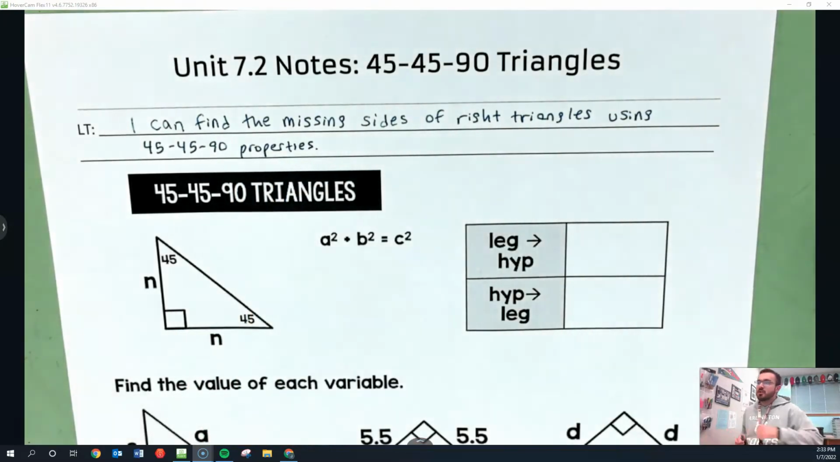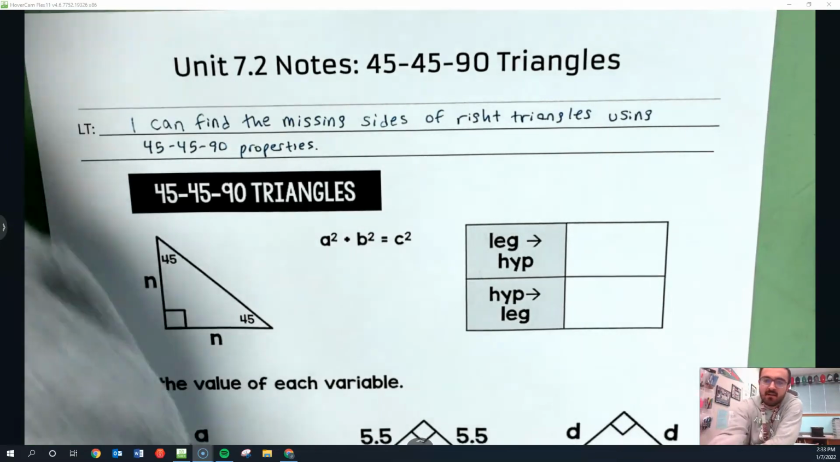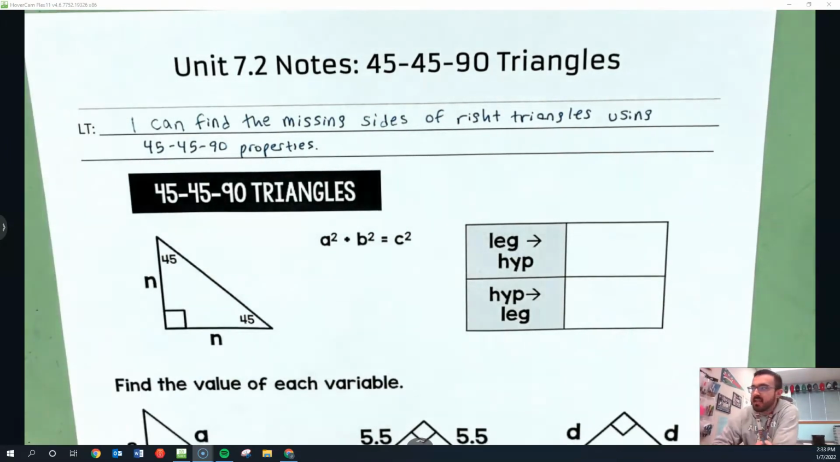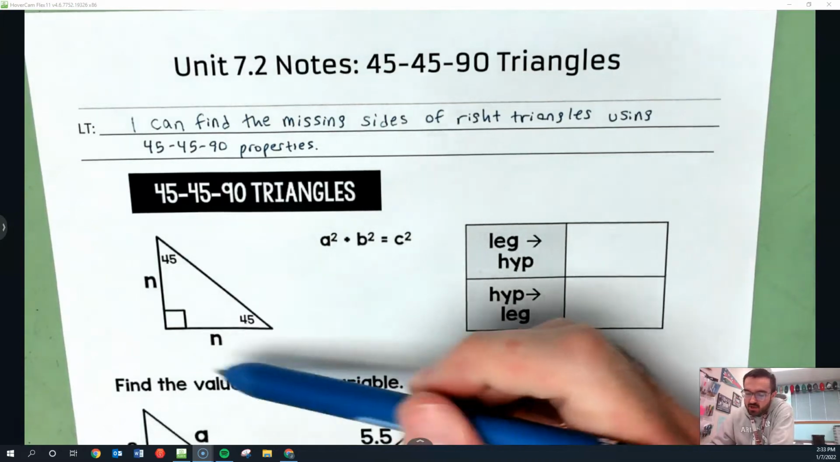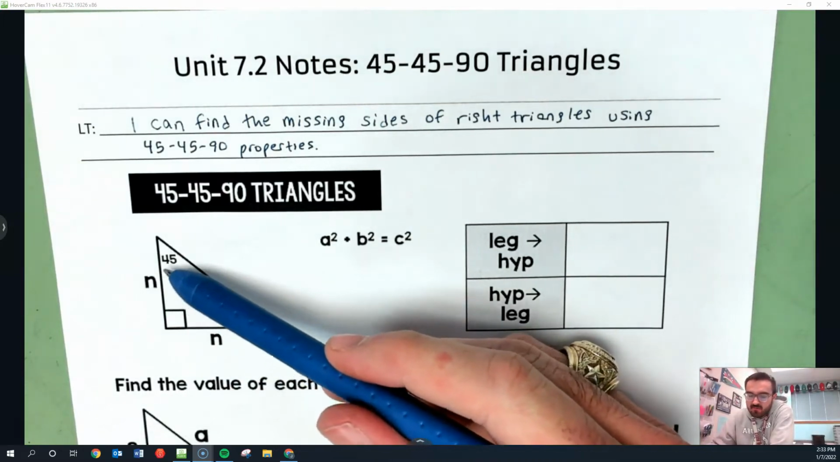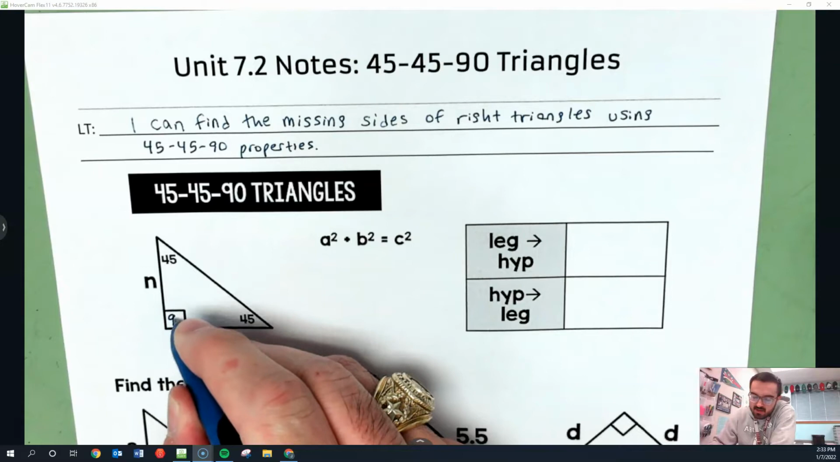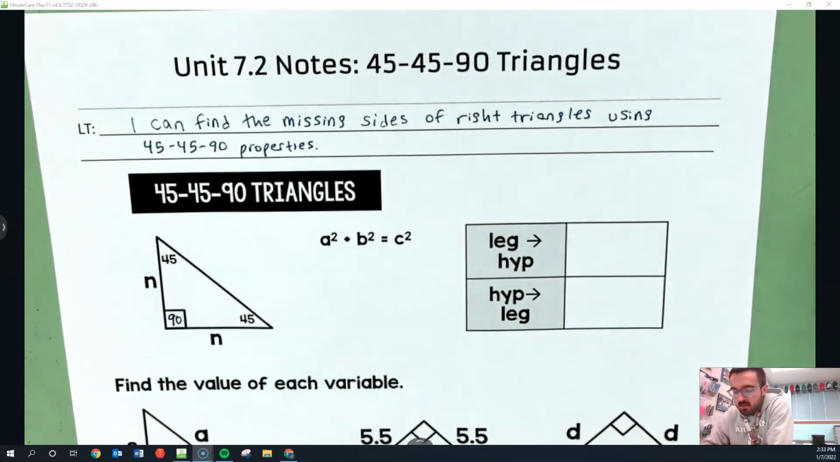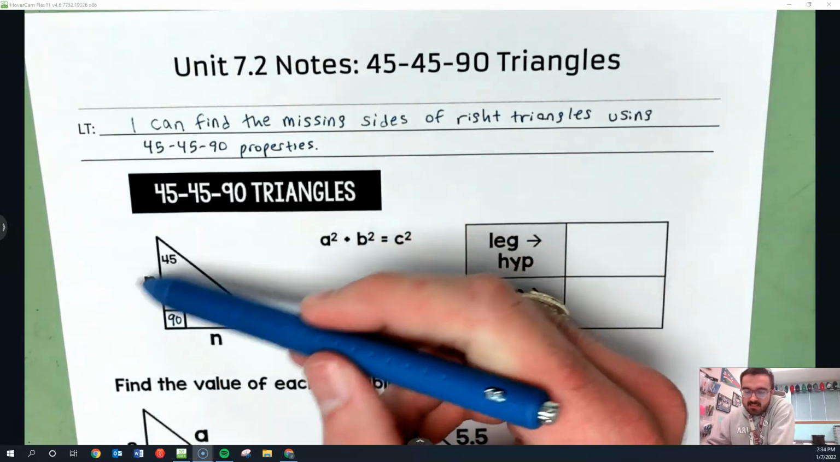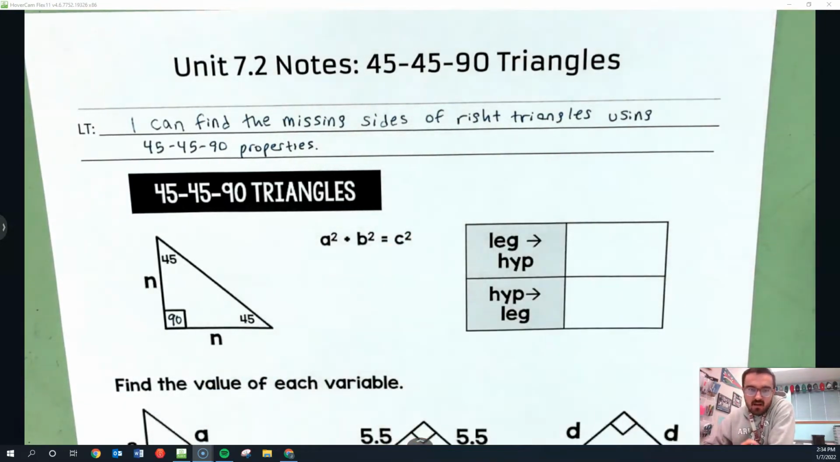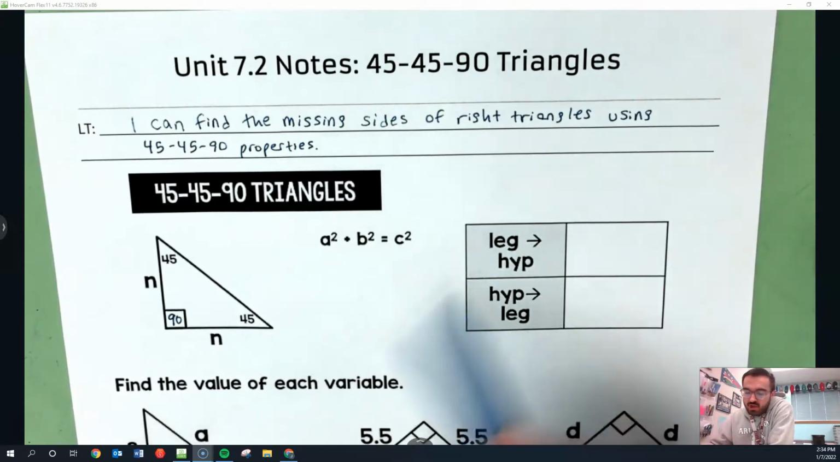Okay. So there are two types of what we call special right triangles. The first one we're going to learn about today, 45-45-90. The reason it's called 45-45-90 is because the right triangle has angle measures of 45, 45, and 90. The 90 degrees is obviously the right angle. There are certain rules that we can apply to find the missing sides of a particular triangle that looks like this.